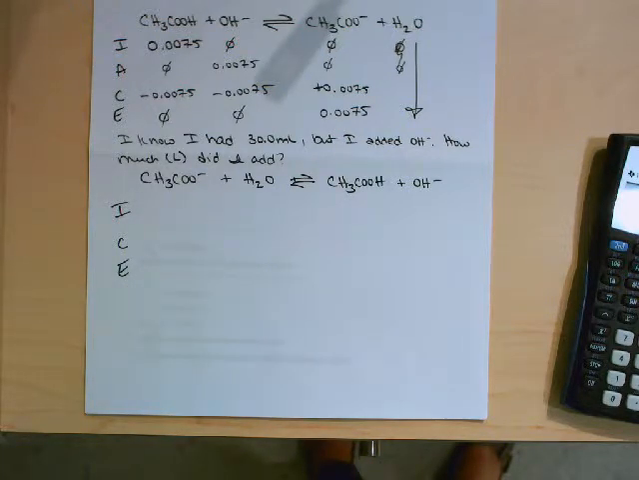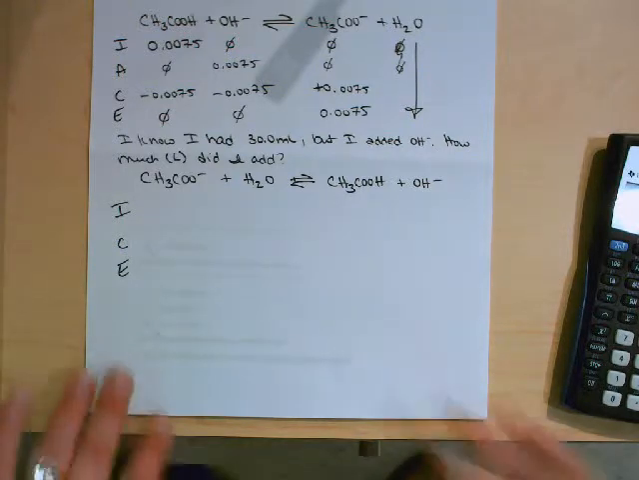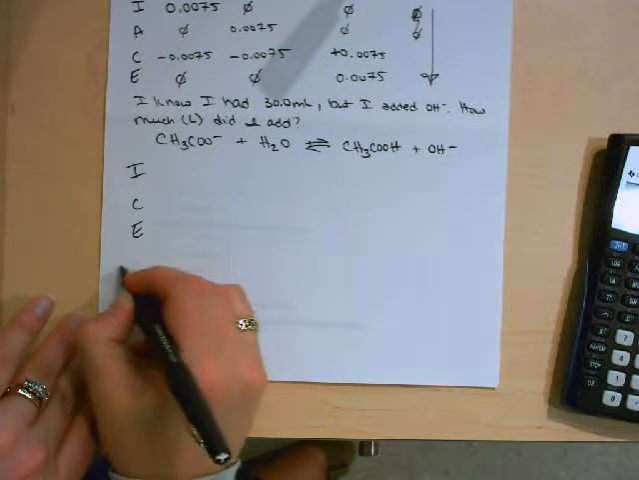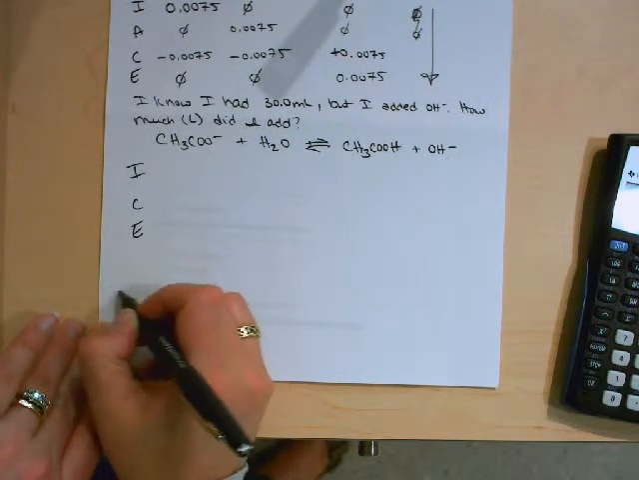How could I possibly figure out how many liters I added? What do I know about the hydroxide? I have the molarity and the moles that I needed, right? So I guess side note down here, or maybe I'll do it on a separate sheet.